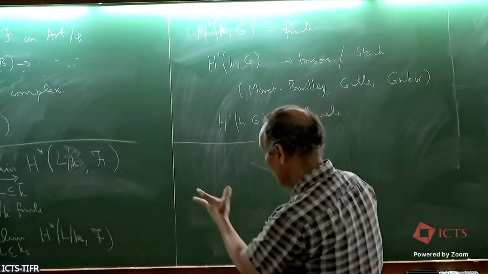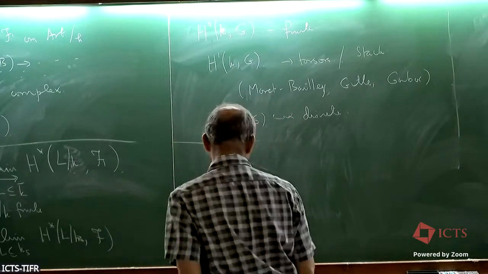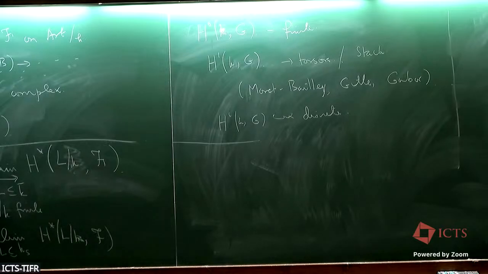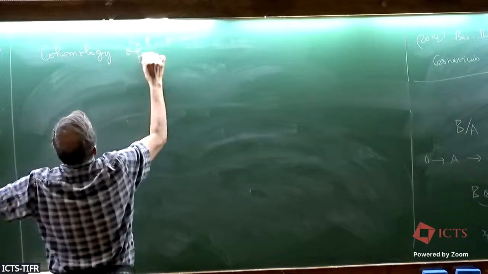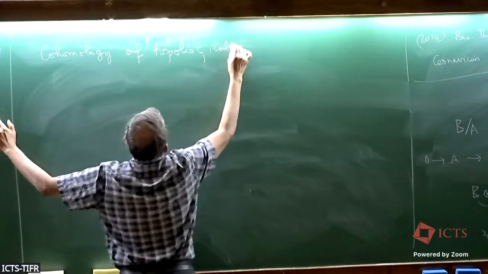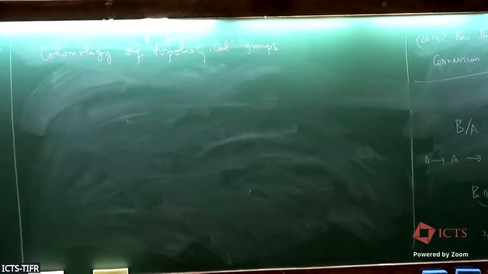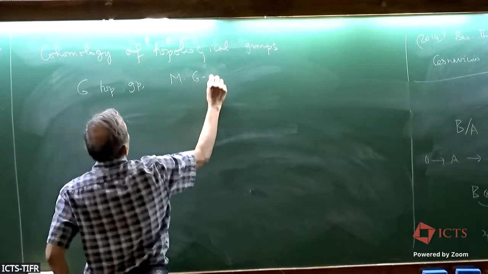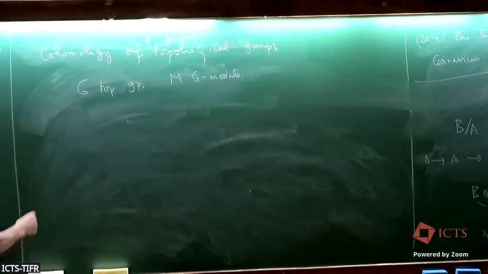Okay, so what is the solution we are trying to propose? Let me say what the problem is. So I'm going to take a slight diversion and go into cohomology of topological groups. So what happens is, if I take G as a topological group, and let me take M as a G module, and you want to define H star of G, M.